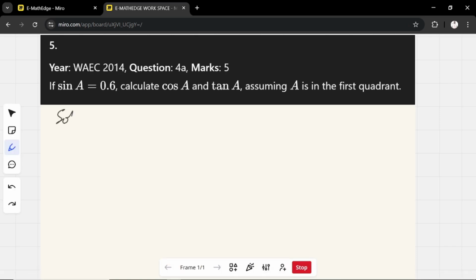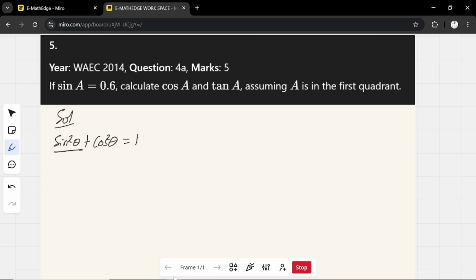Solution. Looking at the data available, we have sine A to be 0.6 and we are asked to find cos A and also tan A. So first, let's try to obtain cos A. Which formula is best to solve this? I would say the best formula is the trigonometry identity formula, which is sine squared theta plus cos squared theta, which is equal to 1.